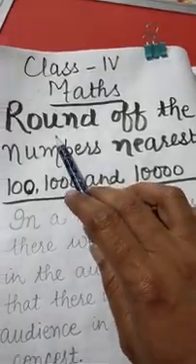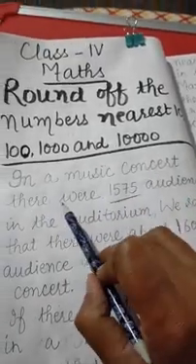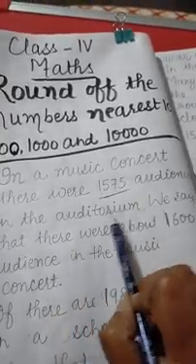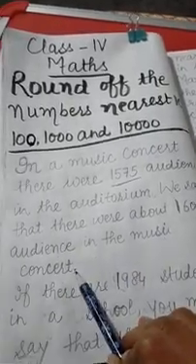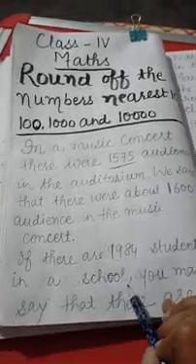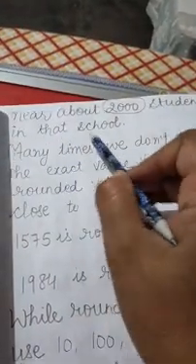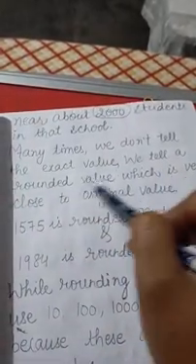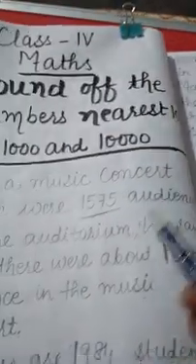Firstly, what is the meaning of the word round off? See examples. In a music concert, there were 1575 audience in the auditorium. We say that there were about 1600 audience in the music concert. If there are 1984 students in a school, you may say that there are near about 2000 students in that school. Many times we don't tell the exact value, we tell a rounded value which is very close to the original value. Here we have done the same.